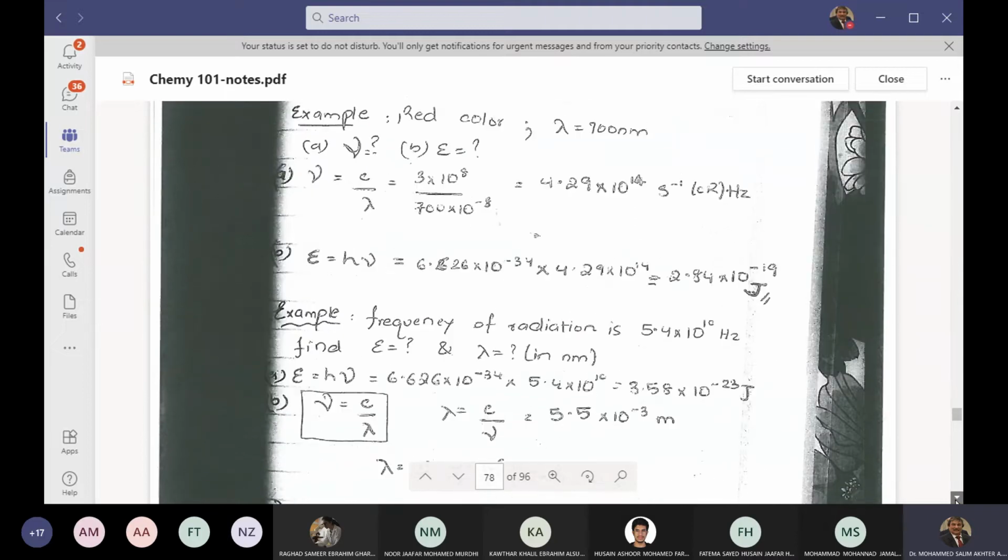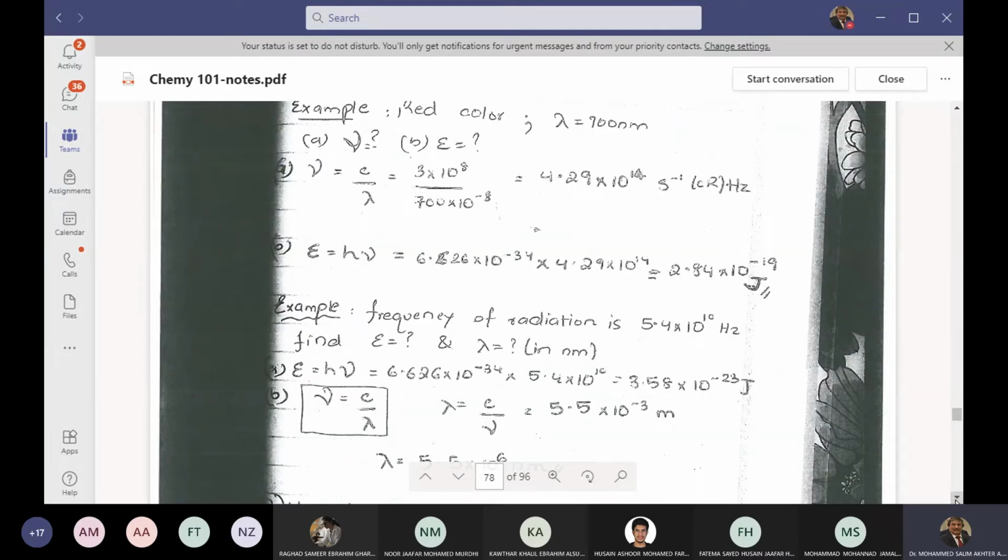In the electromagnetic spectrum, the only radiation which you can see is the visible region. Visible region starts from 400 nanometer to 700 nanometer. 400 nanometer is the color violet, indigo, or banafsaji in Arabic. 700 nanometer, on the other hand, is red color. So lambda means wavelength. So if I know lambda, I can get frequency and I can get energy.